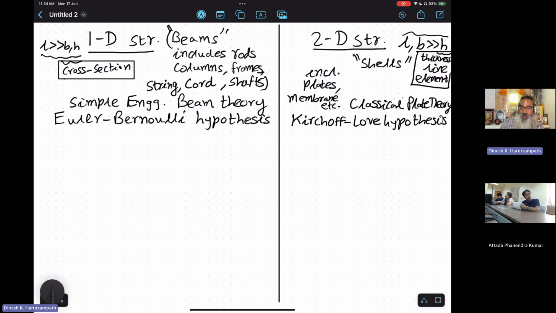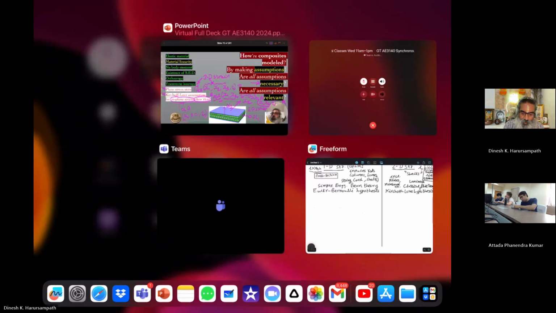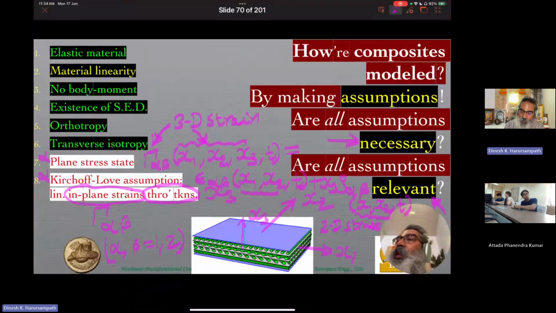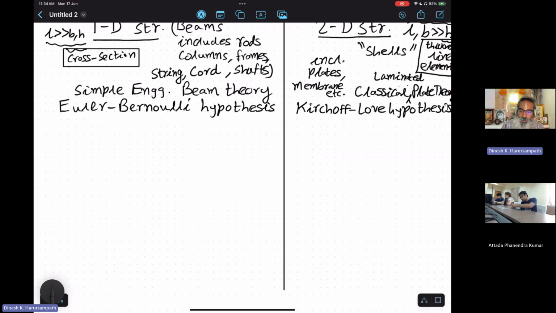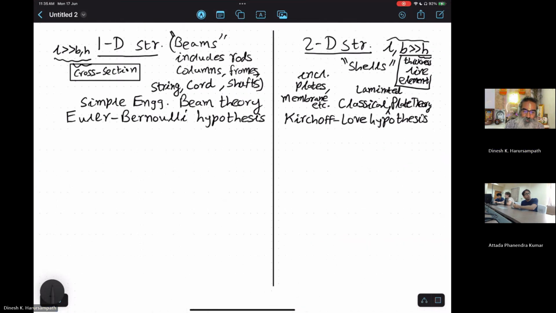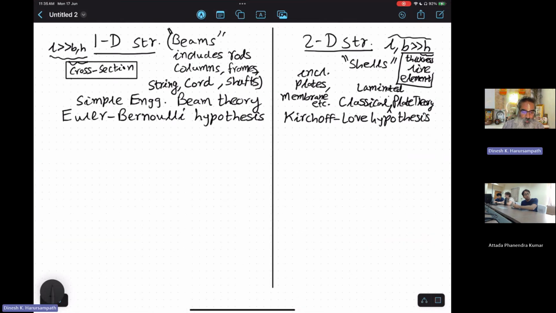And when initial curvature is there, it's a shell theory. And when we use composites, we bring in another adjective here to say laminated, like the laminates that we saw at the bottom of this particular picture. That's something which can be included in this model as well.